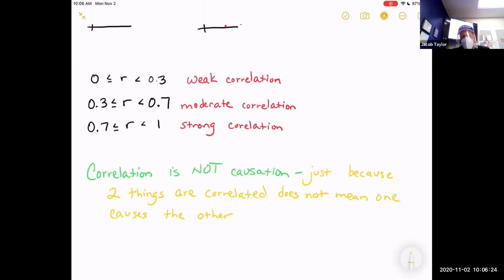I think there's also a correlation between Nicolas Cage movies and the bee population. The bee population? Let me see if I can find it. Here we go. Let me share this with you.